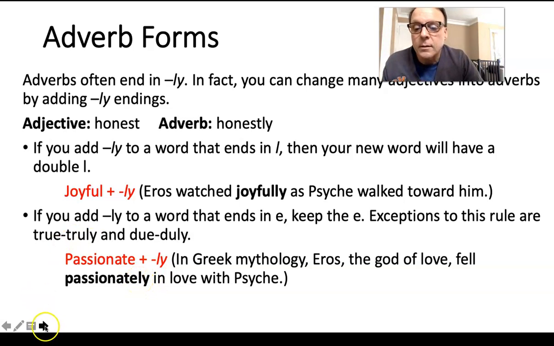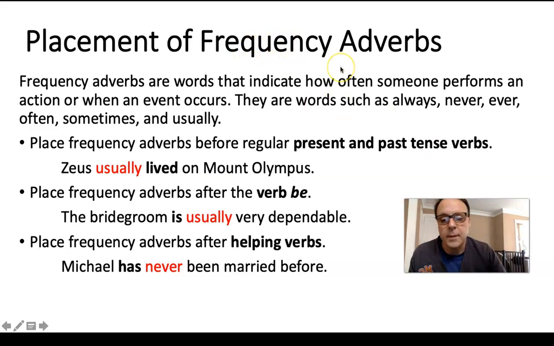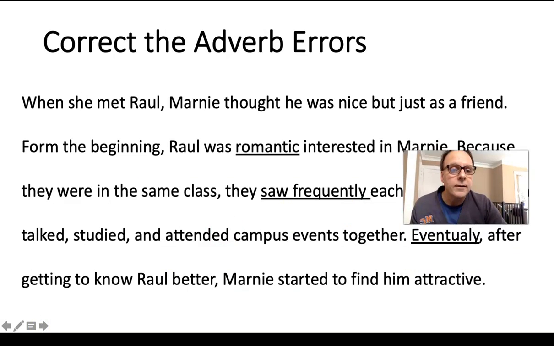So again, just some forms of the adverb, and then where do you put them? These are called frequency adverbs, meaning they tell how often something happens. And these words are always, never, ever, often, sometimes, and usually. Place frequency adverbs before regular present and past tense verbs. This gets very complicated, so I won't go too much into this, but just be aware that these frequency words are adverbs: usually, always, never, ever, often, sometimes, because they're telling us about the time that something recurs or when it happens.